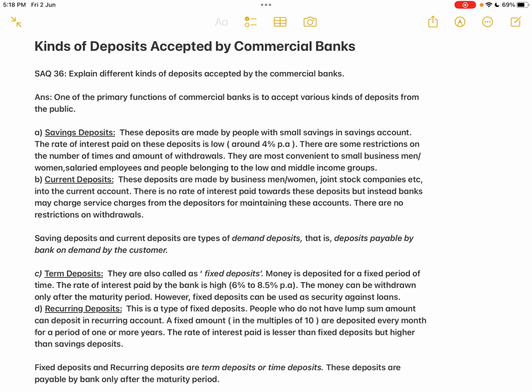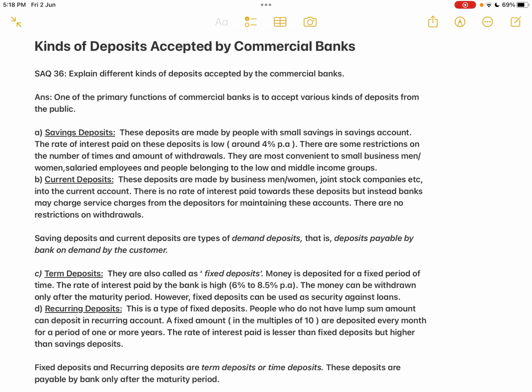Then the next one, term deposits. They are also called fixed deposits. Money is deposited for a fixed period of time. The rate of interest paid by the bank is high, around 6% to 8.5% per annum. Again, this can also vary according to the circumstances. The money can be withdrawn only after the maturity period. However, fixed deposits can be used as security against loans. You cannot withdraw the money from the account because it has to be there for a certain period of time, and you will lose a certain amount if you withdraw. But if the customer wants to take a loan from the bank, this can be kept as security and the customer can borrow loans from the bank.